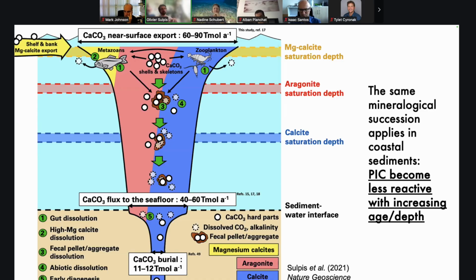And in the end, if you look at what's preserved in the sedimentary core, in deep sea sediments, it's mostly calcite. It doesn't mean that the two other minerals were not here initially. They've been dissolved. And so if you think of the water column and the seafloor as something like this, then the deeper you go, the older you go, the more you're left with just the refractory minerals.